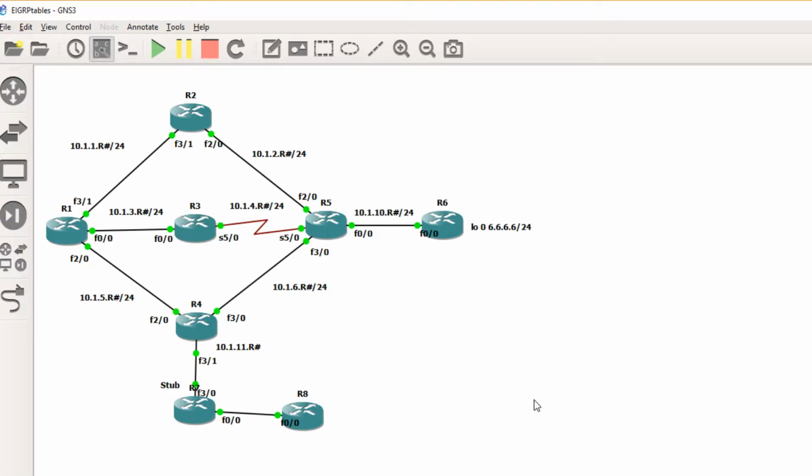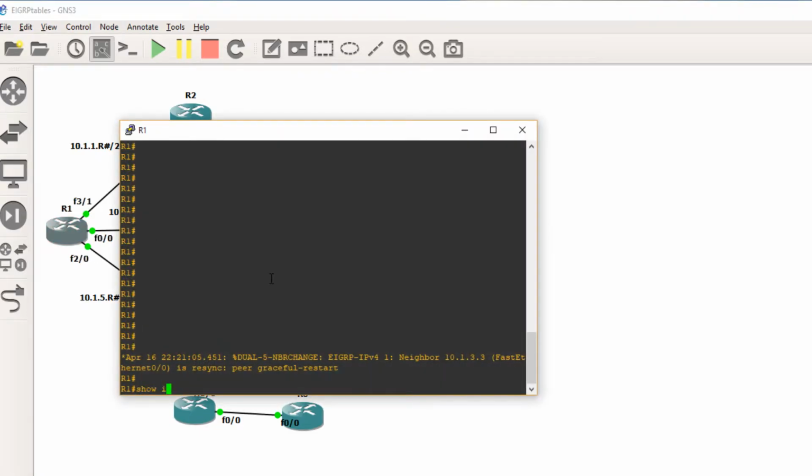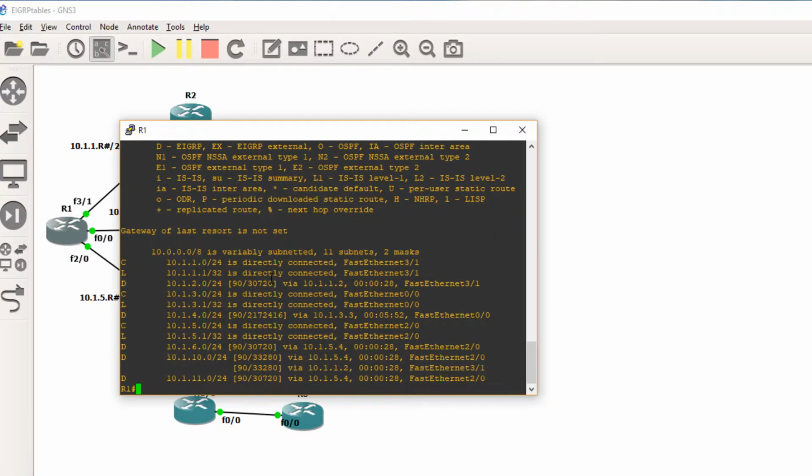In this session, we'll be looking at the EIGRP tables and the routing table. Here's our EIGRP domain. All these interfaces here are within EIGRP. There is one exception, router 6, loopback 0. It's not in EIGRP. We'll be looking at that later, but let's just quickly verify. We definitely don't have a route to 6.